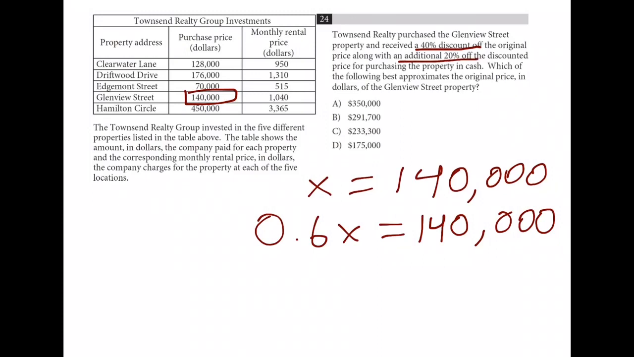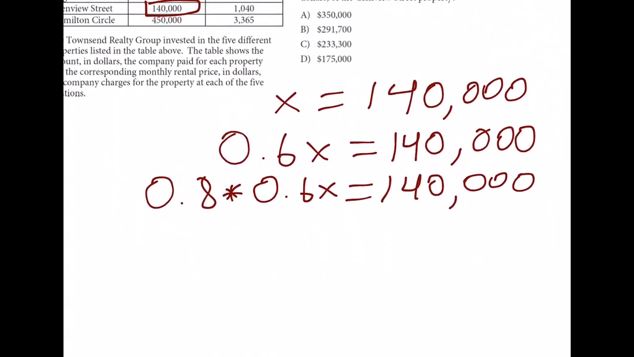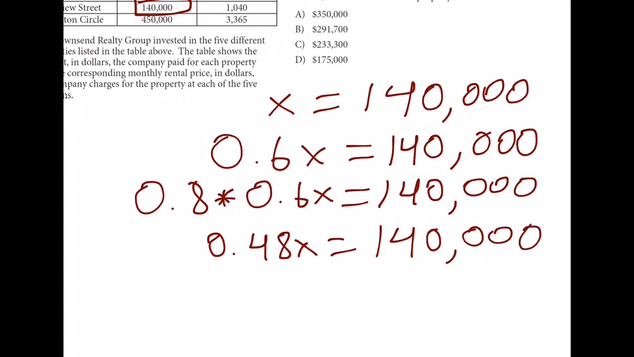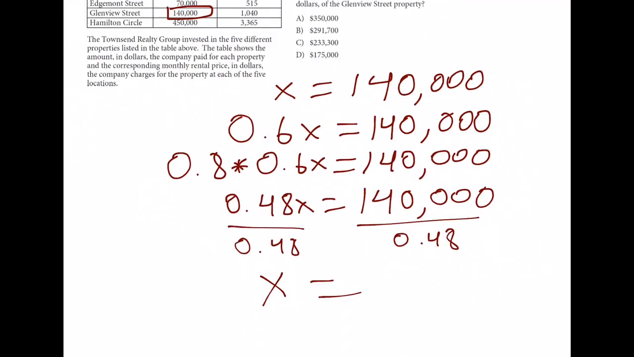Then there's an additional 20% off the discounted price. So an additional discount of 20% I will represent as 0.8, since I'm multiplying by the remaining 80%. I can multiply these discounts straight across, and I have 0.48x is equal to 140,000. To solve for x, we divide both sides by 0.48, which we know dividing by about a half is going to about double it. So B is the best choice here. No calculator required.